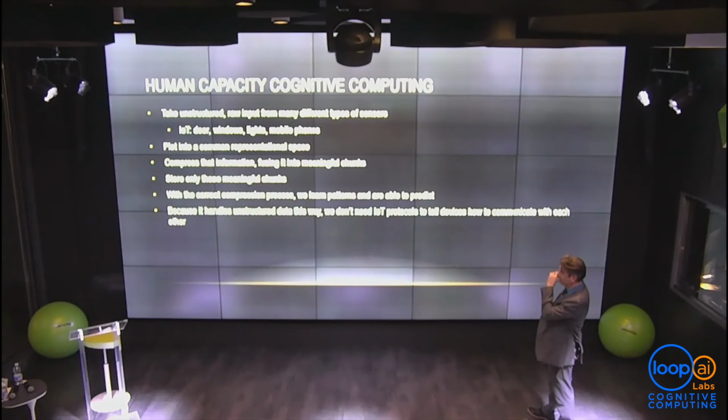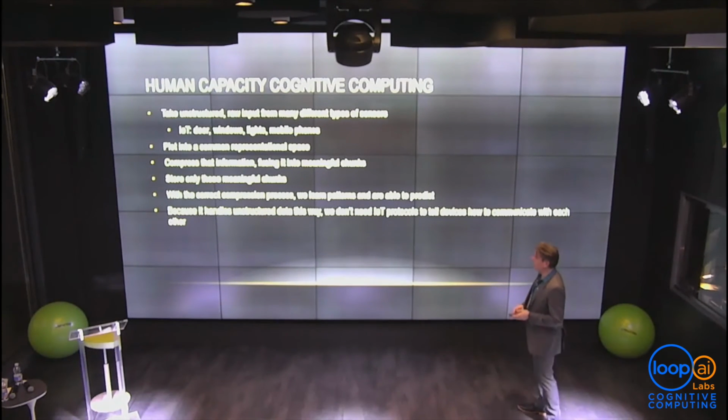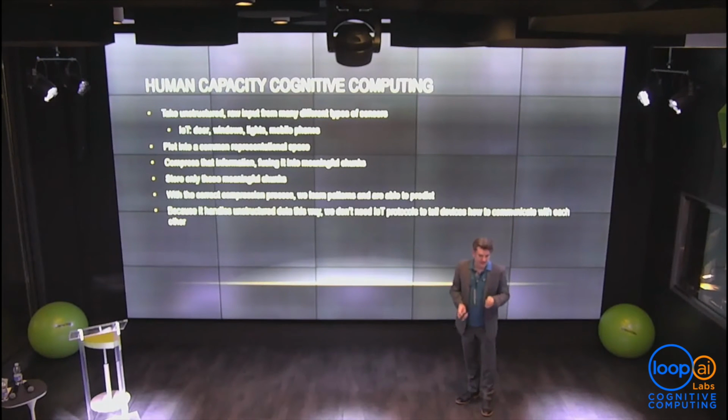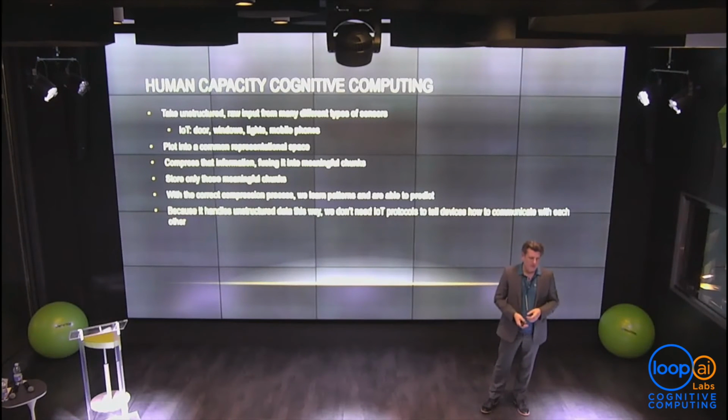So just to sum it up, human capacity, cognitive computing, we take unstructured raw input from many different types of sensors. And these can be not just language, not just vision, but they could be weather sensors, they could be IoT sensors, all kinds of things. Your house might have sensors on the doors and the lights and your bathroom scale, all these things. So if you had some kind of cognitive computing appliance in your home, it could be taking all this stuff and processing it in the same way that we were talking about doing with the other stuff we were just talking about.